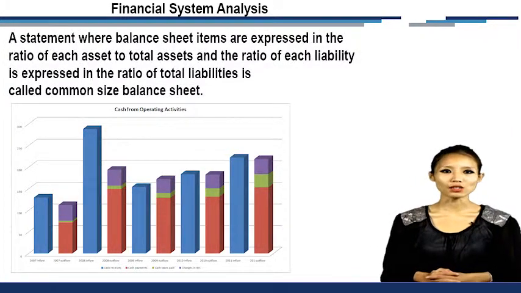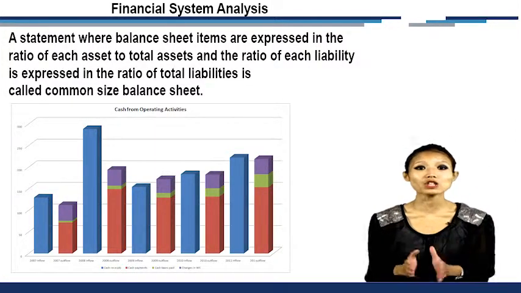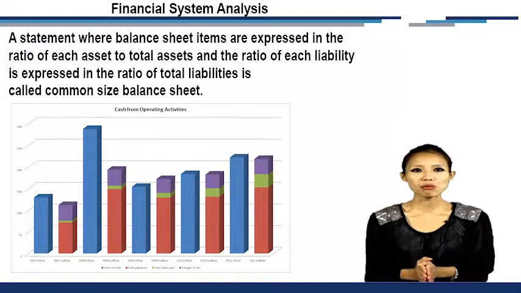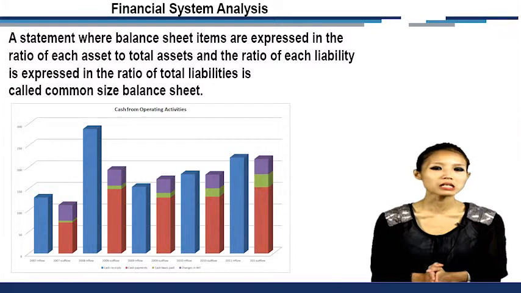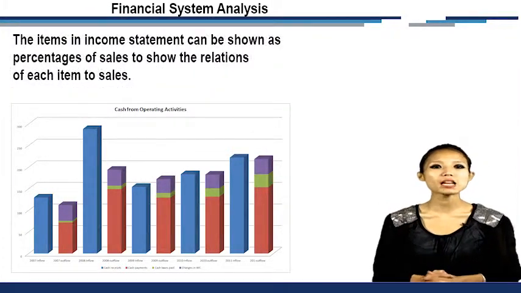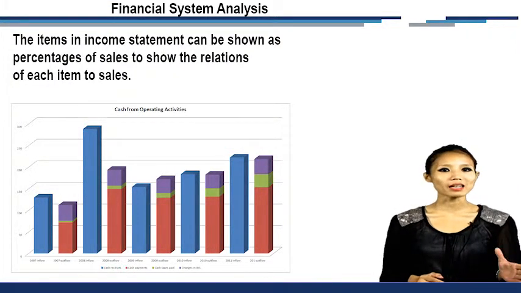Common size balance sheet: a statement where balance sheet items are expressed in the ratio of each asset to total assets and the ratio of each liability is expressed in the ratio of total liabilities is called common size balance sheet. Thus, a common size statement may be prepared in the following way. The total assets or liabilities are taken as 100.